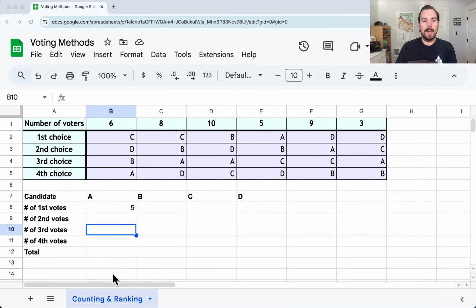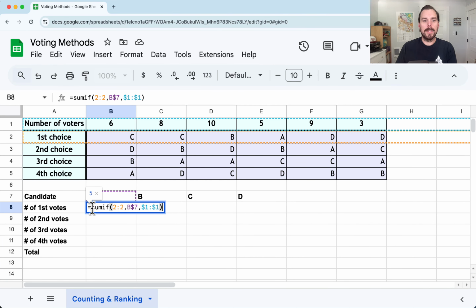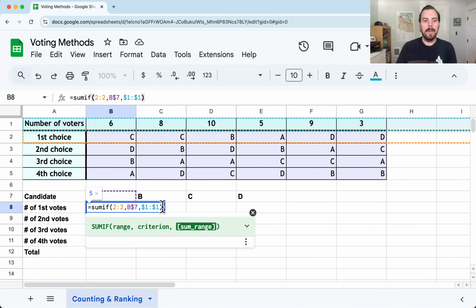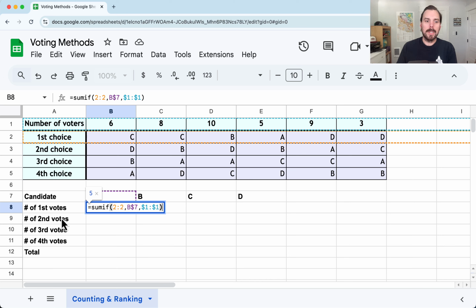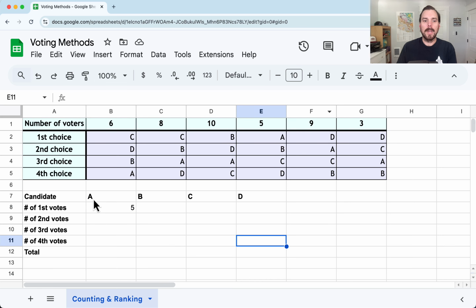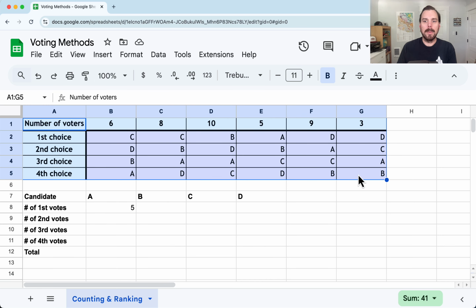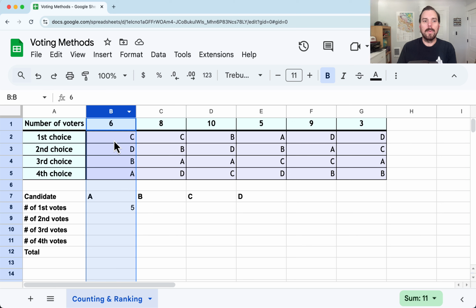In my previous video, I talked about using this SUMIF function to calculate the number of first, second, third, and fourth choice votes for different candidates. And if you want to set up your spreadsheet similarly, you can input a preference schedule with the number of voters across row 1, and each of these will represent ranked votes. We have 6 voters who had the exact same ranking, with C, then D, then B, then A, for example.